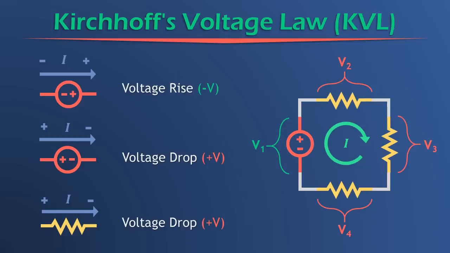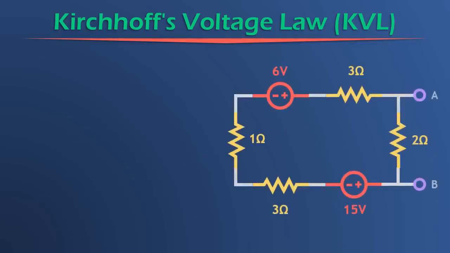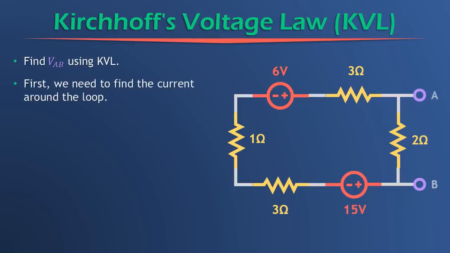Alright, let's do a problem. Okay, here's our example circuit, and we're asked to find VAB across this 2 ohm resistor using KVL. So the first thing that we should do is to find the current around the loop. So the current that goes around this loop. And the current will be the same everywhere because everything is in series with each other. So every point in the circuit will have the same current.